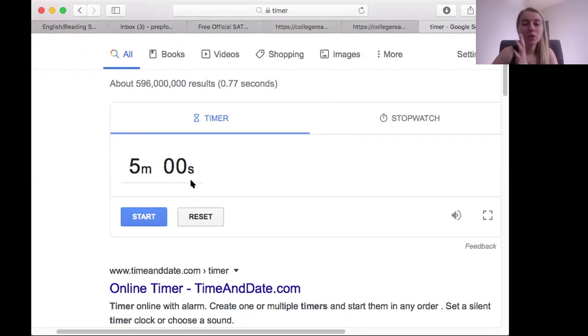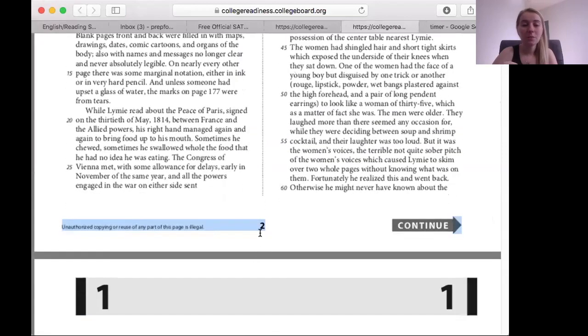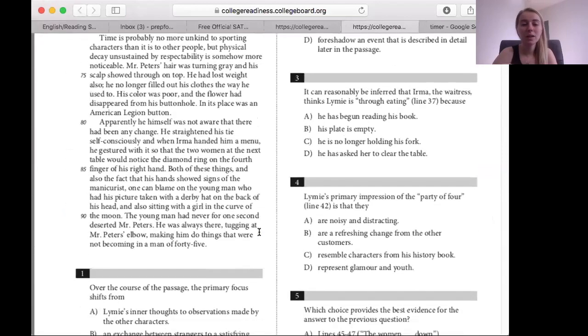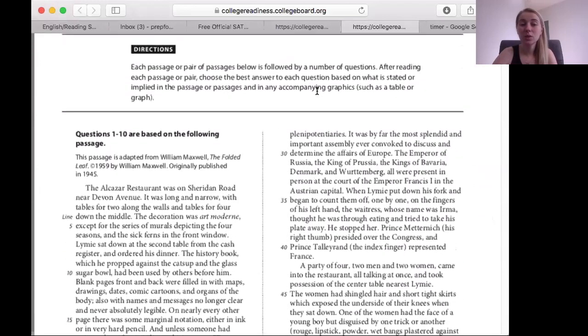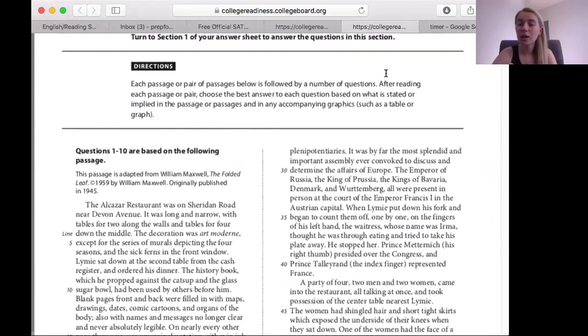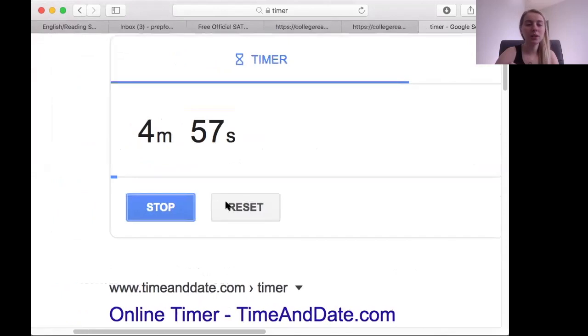So starting now, you have 5 minutes to read just this first passage. It's on page 2 as well as a little bit on page 3. If you have time and you want to continue with the questions, feel free. We're going to do those together after. So I'll start the timer now. You'll have 5 minutes to read passage 1.